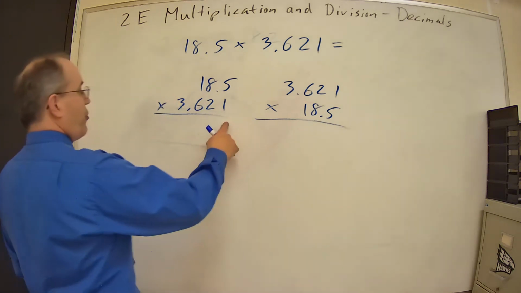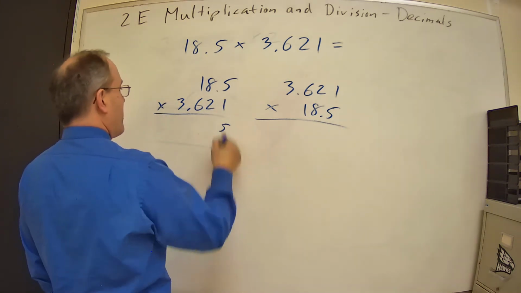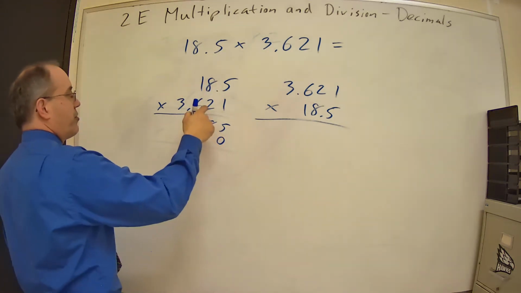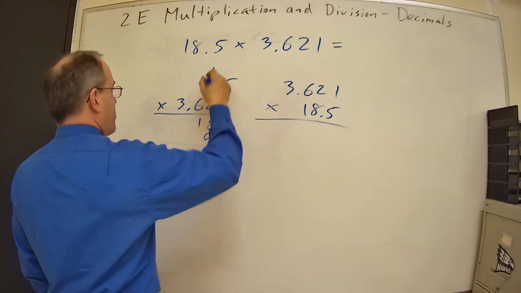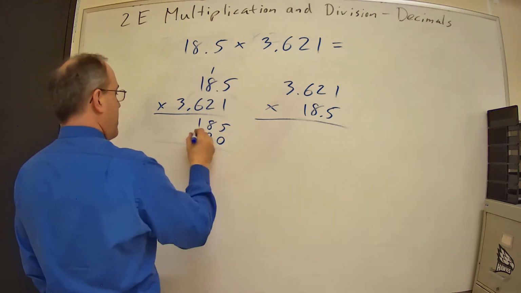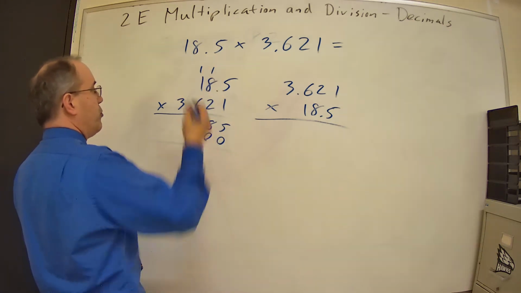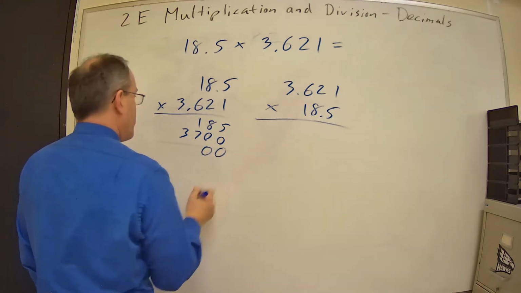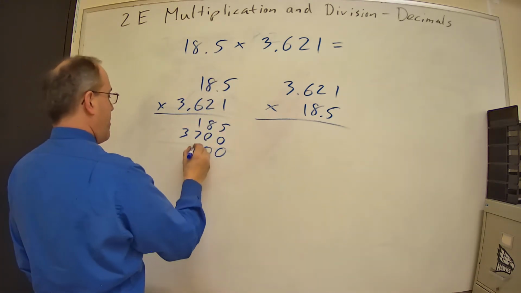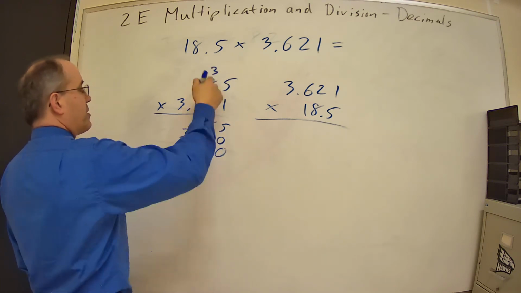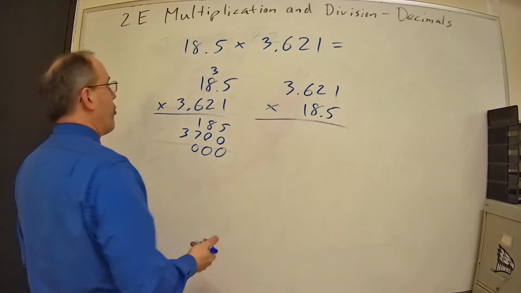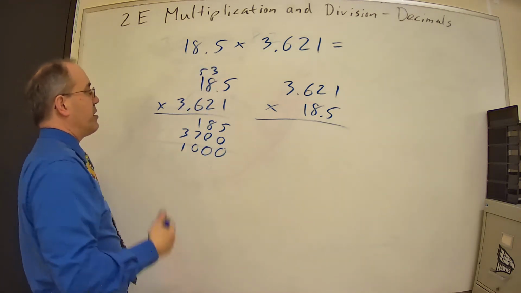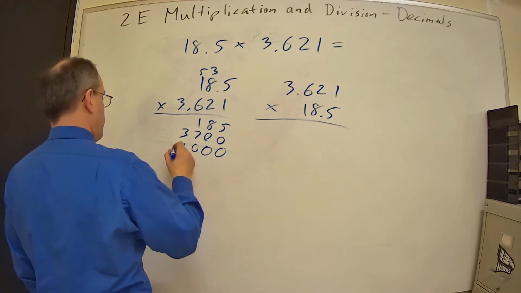Okay, so we'll start with this one. 1 times 5 is 5. 1 times 8 is 8. 1 times 1 is 1. Okay, put a 0 here, come over to 2. 2 times 5 is 10, carry the 1. 2 times 8 is 16, plus 1 is 17, carry the 1. 2 times 1 is 2, plus 1 is 3. Get rid of those carries, give myself 2 zeros so I can get to the 6. 6 times 5 is 30, carry the 3. 6 times 8 is 48, plus 3 is 51, carry the 5. 6 times 1 is 6, plus 5 is 11.